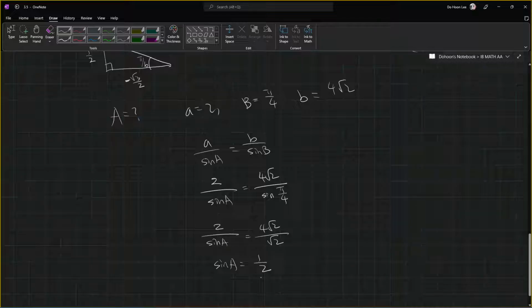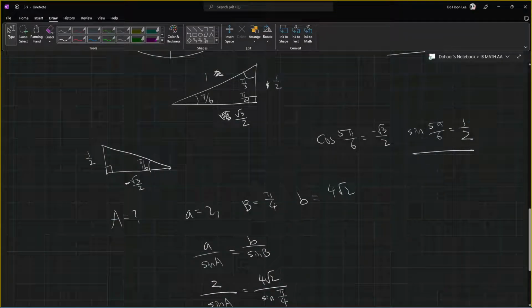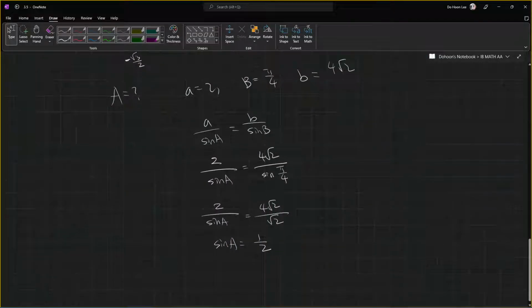In this case, can you be sure what angle your triangle will be? Will it be pi over 6? Or will it be 5 pi over 6? You can't be sure. This is called an ambiguous case of a sine rule. Quite similar to our quadratic formula when we had two possible answers for the given set of values. Okay, so a trig equation question will have multiple answers.